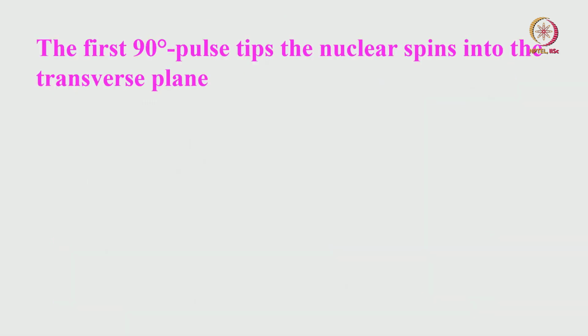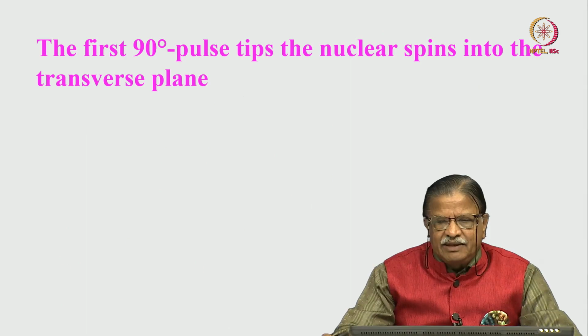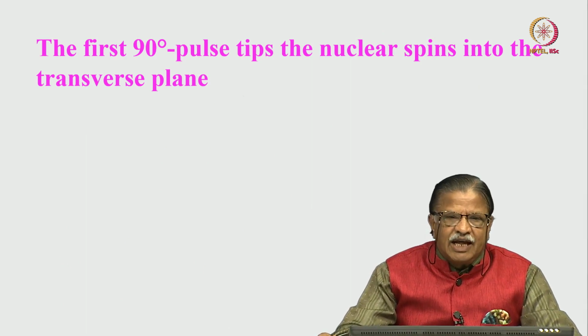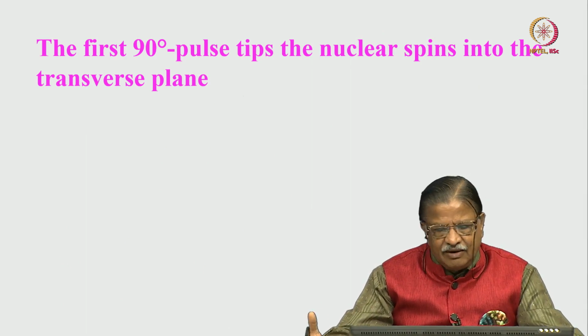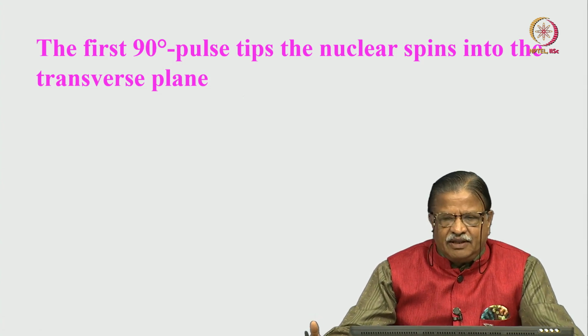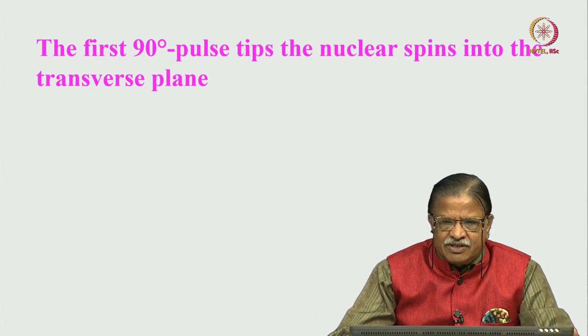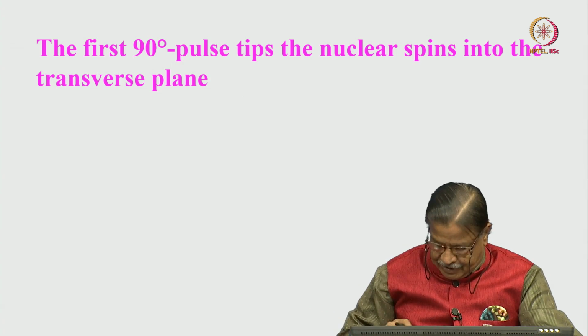And echo amplitude decays with some time. Of course, I will see that later. How it works is like this. First, a 90-degree pulse tips the nuclear spin into the transverse plane. That's what we have been doing. That is the basic thing of NMR. The first pulse always brings the magnetization to the XY plane, the transverse plane.